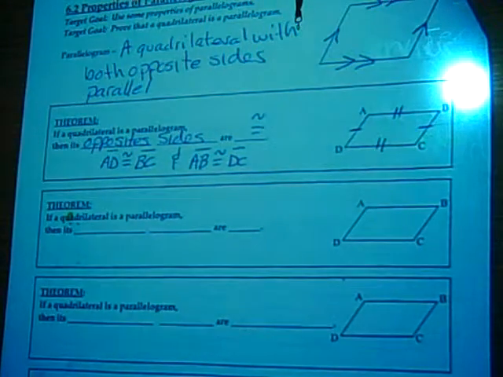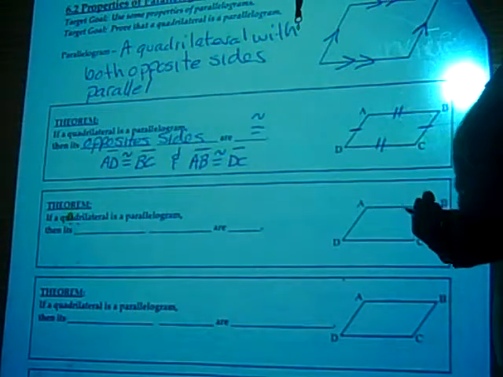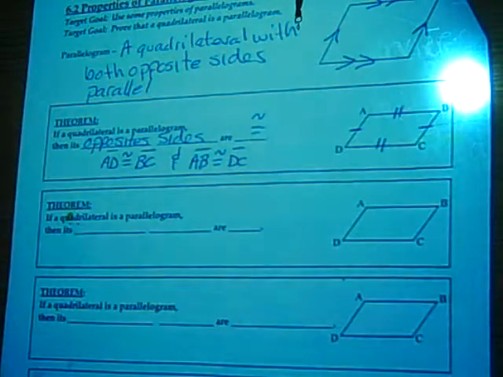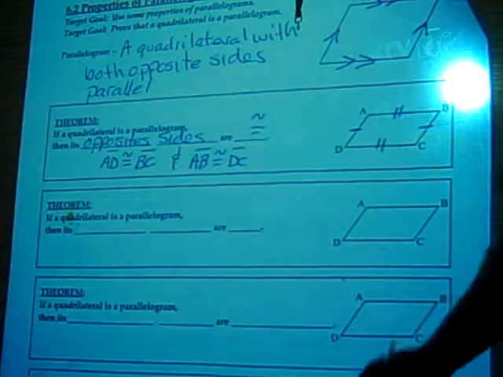We're going to talk about 5 ways to prove that a quadrilateral is a parallelogram. So when we go back to this, we're going to talk about this first: both sides have to be parallel. Second, opposite sides have to be congruent. Now we're going to get into the third way to prove it.